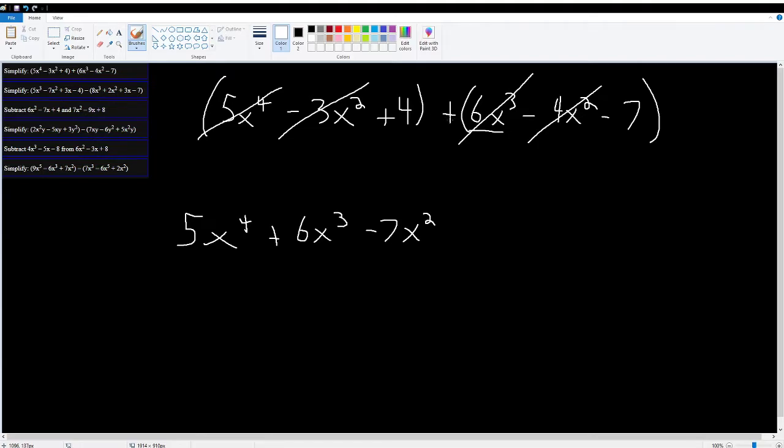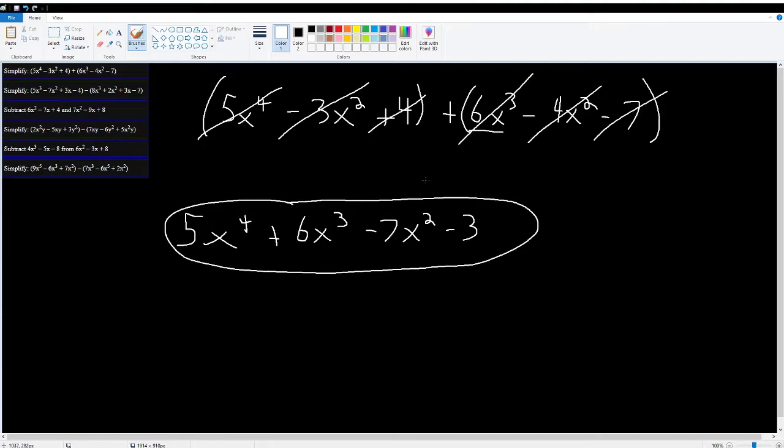Now I had positive 4 plus a negative 7. When you're adding a negative, that's the same thing as subtracting a positive. So it's basically 4 minus 7, which is negative 3. So the first expression simplifies to this. Notice how I wrote it in standard form, meaning I ordered the terms from highest degree to lowest degree. This is technically x to the 0, but we don't really write that. We can see that it goes from 4, 3, 2, and then 0. That's for number 1.